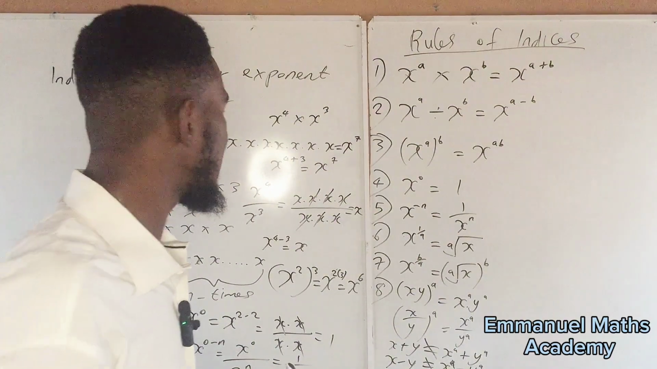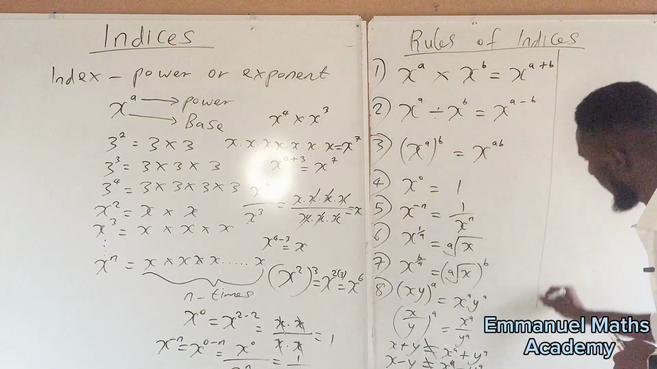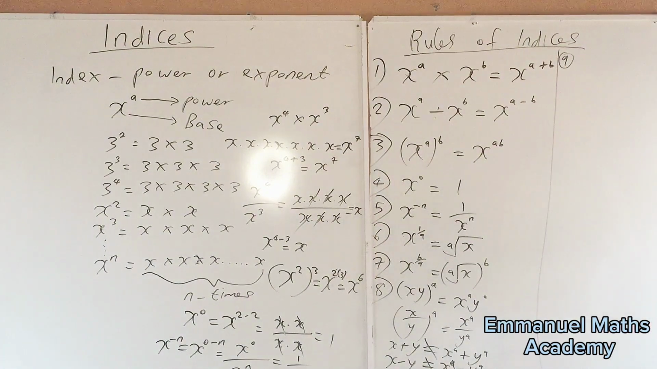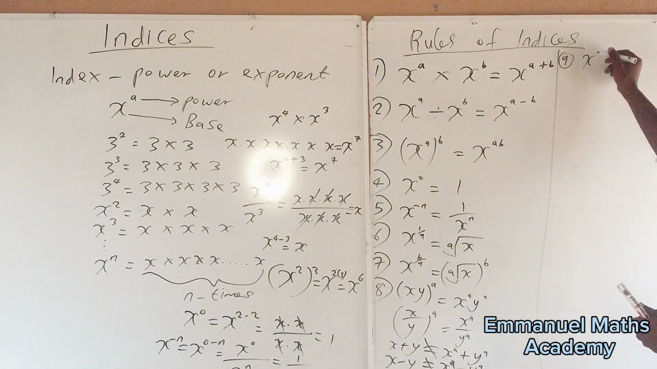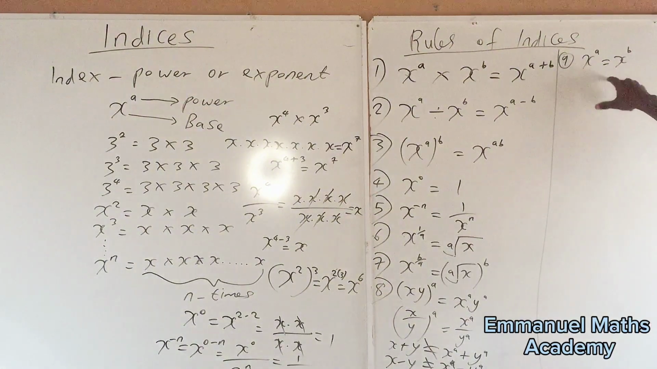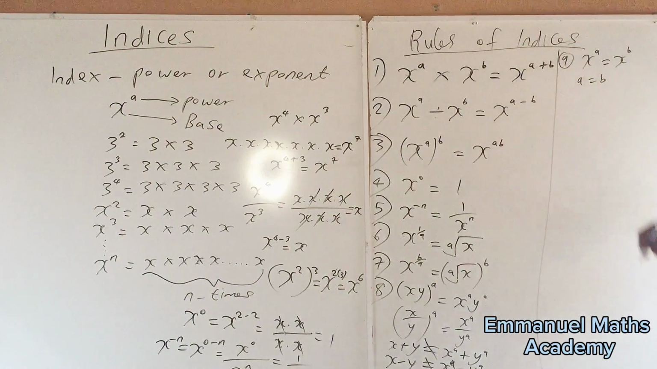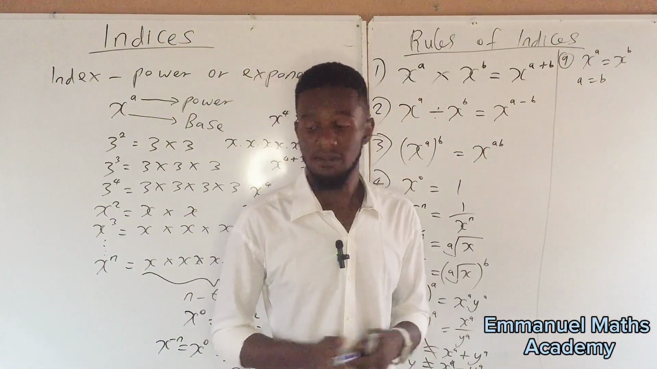Is that clear? Now the ninth rule says that if you have x power a equal to x power b, when two numbers have the same base and are equated, this is the same thing as a equal to b. You equate the powers, x will cancel x, and you now have a equal to b. Is that clear? Now let's solve some examples involving indices.